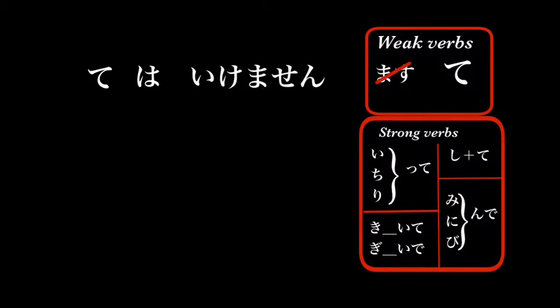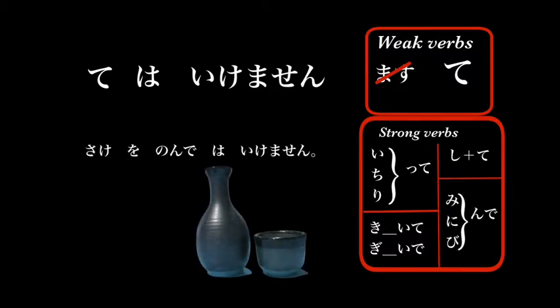So, for example, nomimasu, to drink. Obviously it's a strong verb. We have a look at mi, which changes to nde in our strong verbs rules. So it becomes nonde wa ikemasen. You must not drink that. For example, sake, being rice wine. Sake o nonde wa ikemasen. You must not drink rice wine, particularly if you're under 20 years of age. In Japan, that's the rules.